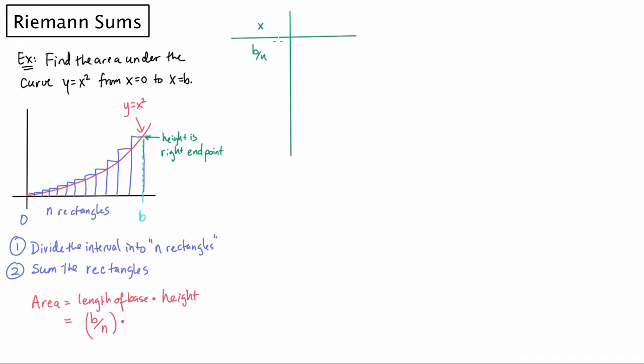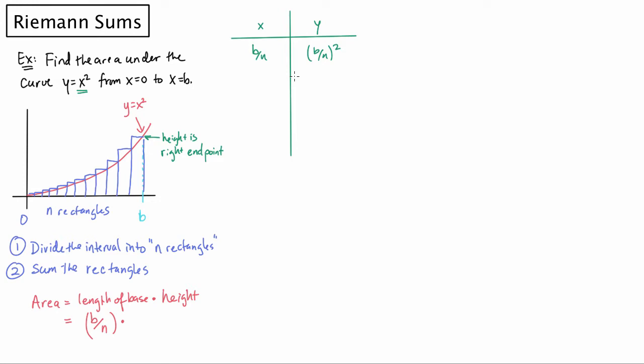So if n was 5, we would see it at 1/5 of the way to b. And then it would be 2/5, 3/5, and so on. So b over n is the very first rectangle's width, because each rectangle is width b over n. So the x value I want to look at is at the right endpoint. And what is the function value, or the y value, at the right endpoint? Well, because this is the function x squared, the function value is just (b over n) squared.